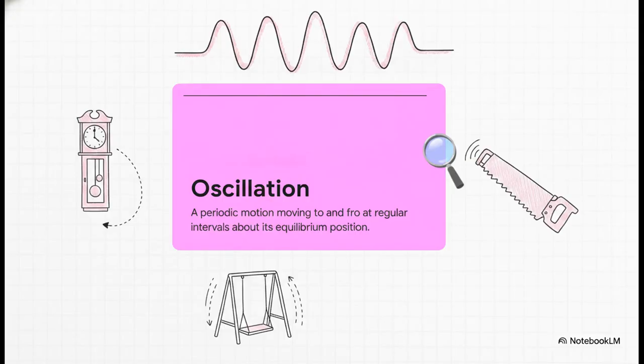So, how do we put this into words for the exam? You'll definitely want to write this down. Oscillation is a periodic motion in which an object moves to and fro at regular intervals of time about its equilibrium position. And the cool thing is, this doesn't just apply to swings. It's the exact same physics describing the pendulum of an old grandfather clock or even a hacksaw blade vibrating back and forth if you were to pluck it.